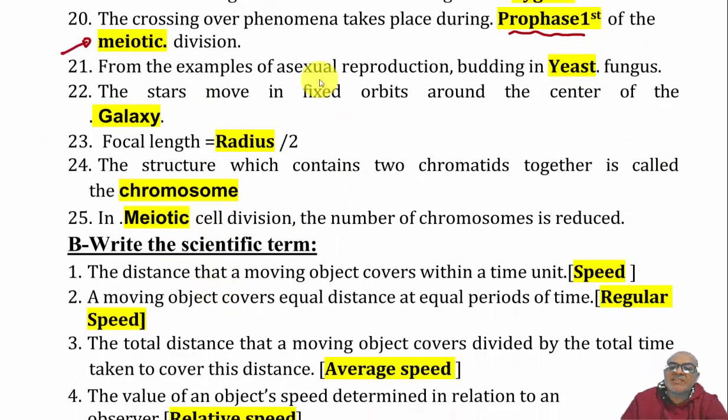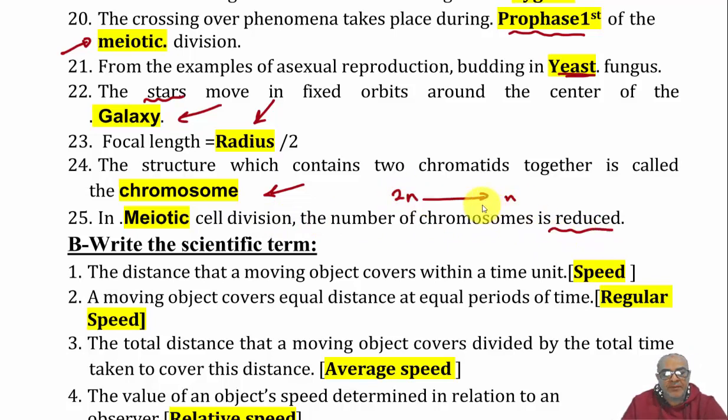From the examples of asexual reproduction, budding in yeast fungus, as we said. The structure which contains two chromatids together is called a chromosome. In meiotic division, the number of chromosomes is reduced because it was 2n and becomes n.